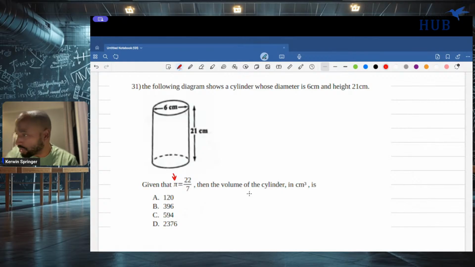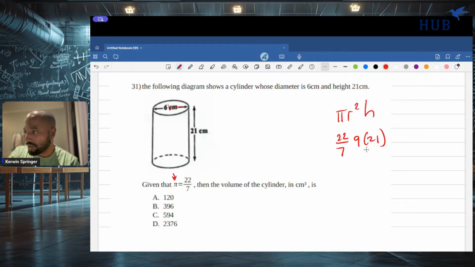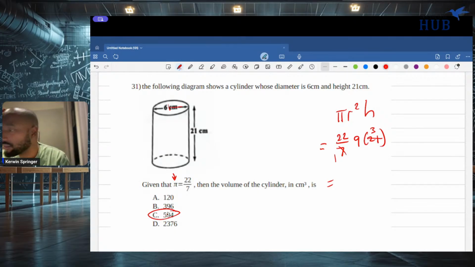Keep it pumping. Given that pi is equal to 22/7, what is the volume of the cylinder? Well, this is really 3. So pi r squared by height. I did this yesterday. It's 22/7 by r squared, which is 9, by height, which is 21. 7 into 7, 1. 7 into 21, 3. And now we leave it up to Shania to tell us what is 66 times 9. Just a little less than 660 or so. 594. Pi r squared by height. Yeah, 594.